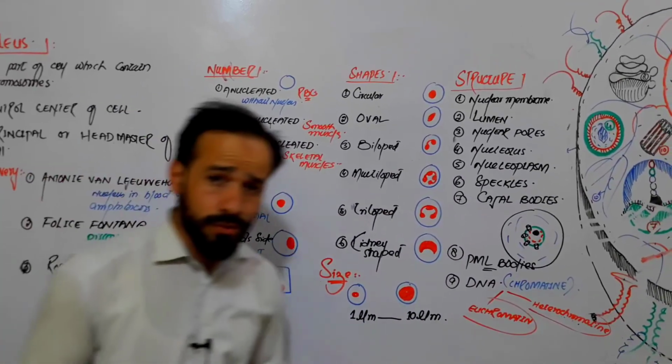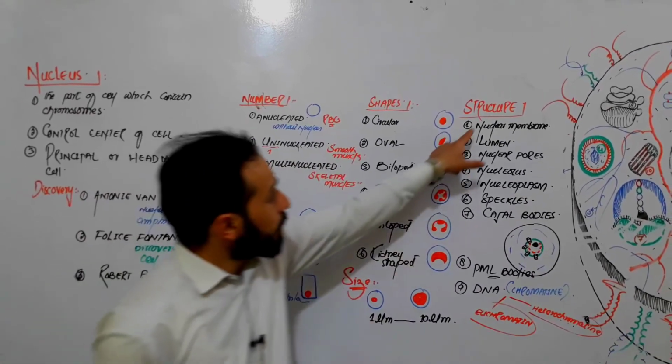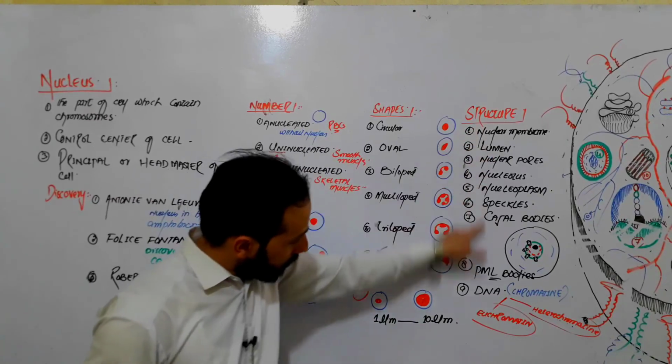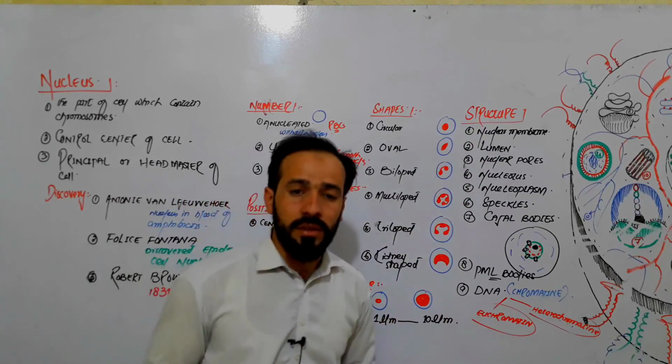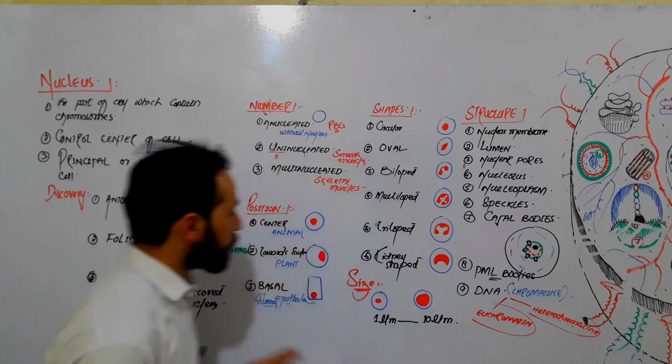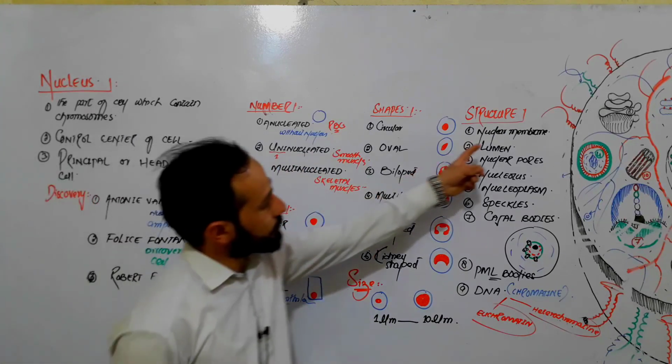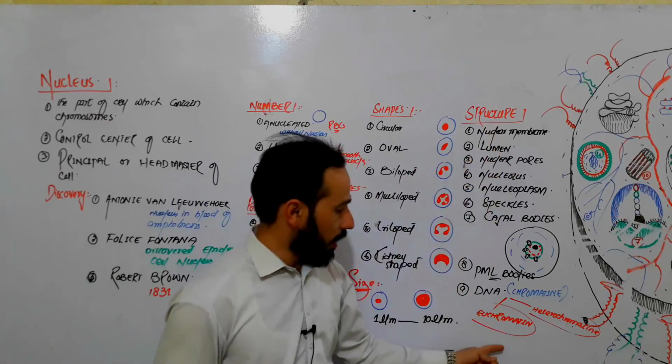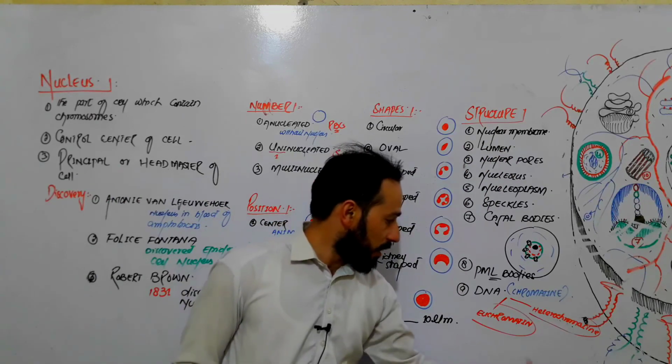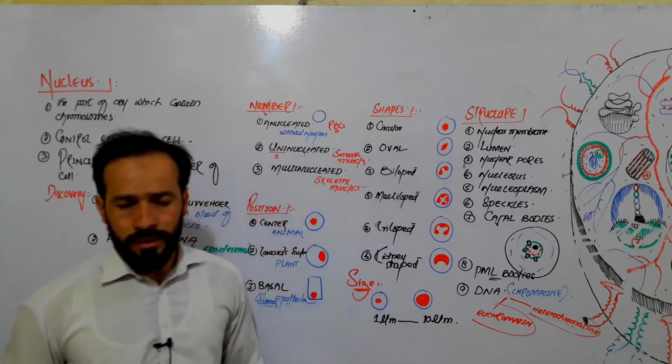So if you want to know about the nucleus completely, we will discuss all these parts of the nucleus, then we will finish with the nucleus, right? So see you in the next lecture, and we will start from the nuclear membrane and we will end at the DNA and the chromatin, right?